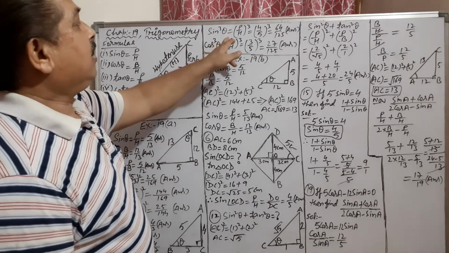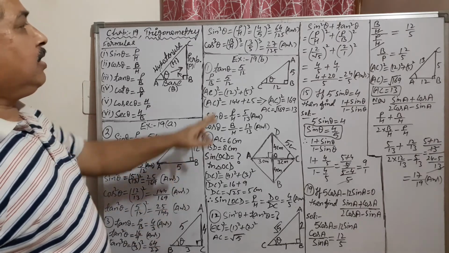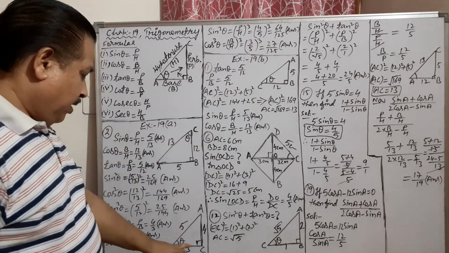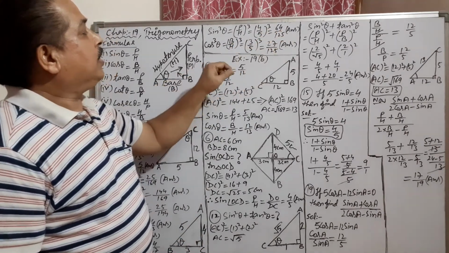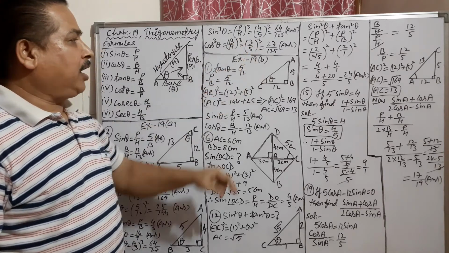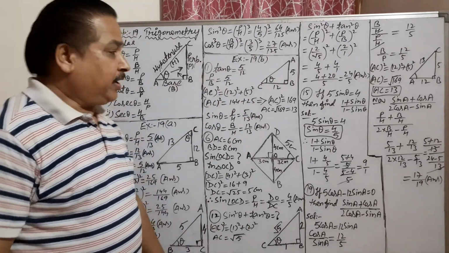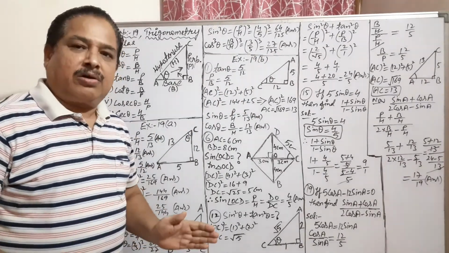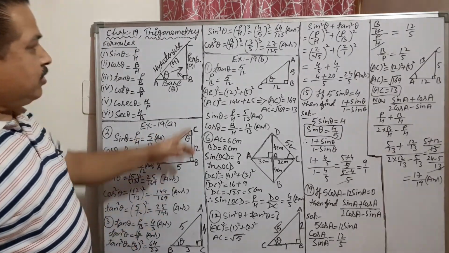And now sin cube theta, find the sin theta. Sin is 4 by 5, perpendicular upon hypotenuse, and make the cube. Answer. Similarly, cos cube, B by H, base upon hypotenuse, 3 by 5 cube, 27 upon 125. Now this is your exercise 19a. There are 4 questions in this exercise 19a. So we have done 2 questions.